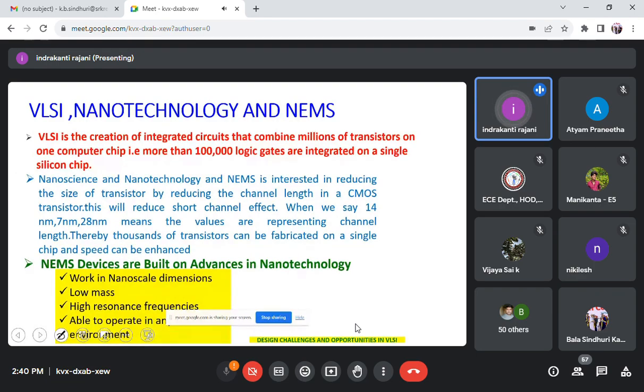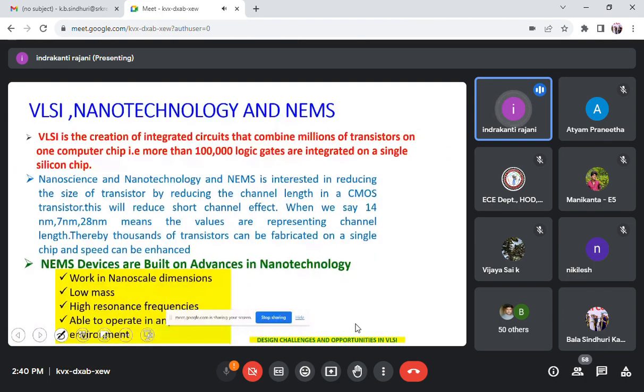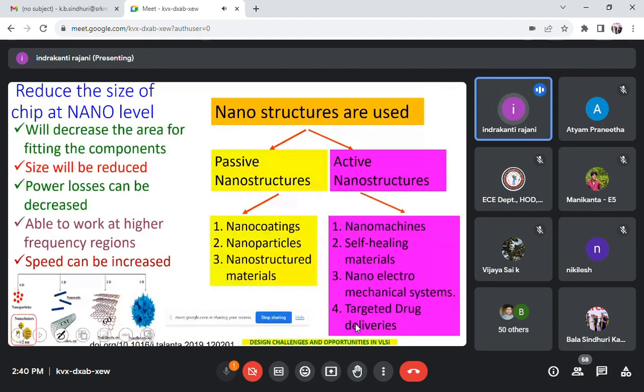And it can operate at higher resonance frequencies. One of the challenges in VLSI is working at higher frequencies and speed, and being able to operate in all environmental conditions is also one of the challenging areas in VLSI. That can be overcome by using these kinds of NEMS devices. Already it is in use to some extent. Reducing the size of the chip at nano level will decrease the area for fitting the components. Size will be reduced. Power losses can be decreased.